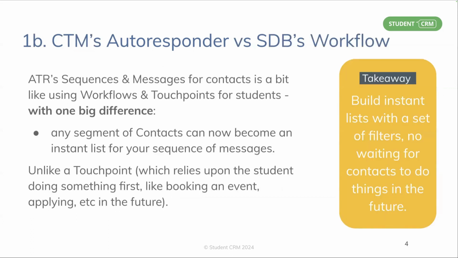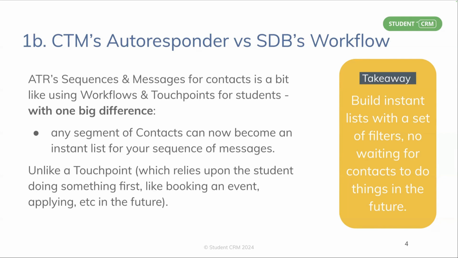So what's the difference? If you are a regular Student CRM user, you will be quite well aware of workflows. Workflows are where students can receive messages, typically emails, sometimes SMSs, after having done something. So autoresponders versus workflows, what is the difference? Well, the main difference is they do still send email messages out to contacts, and there still is a schedule of them. But the big difference is any segment of contacts can now become an instant list for your sequence of messages. Okay, Dom, why is that different?